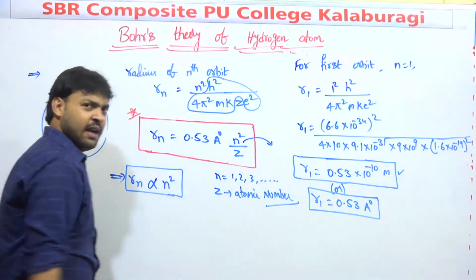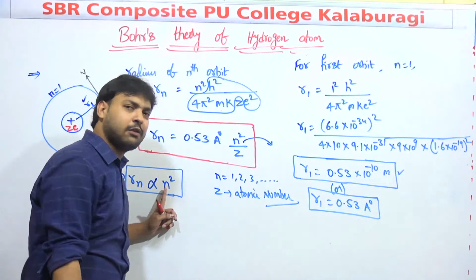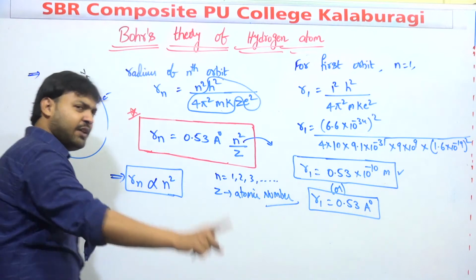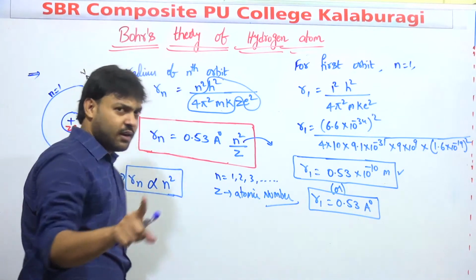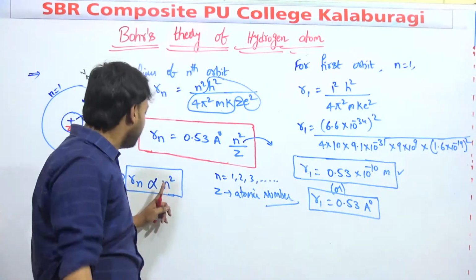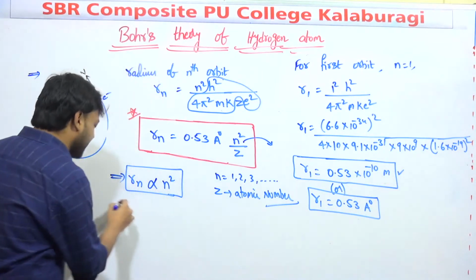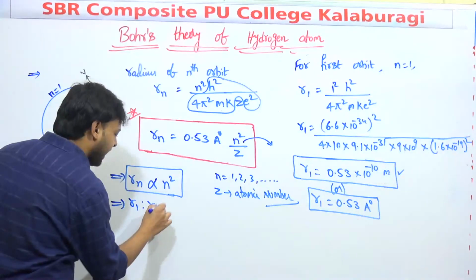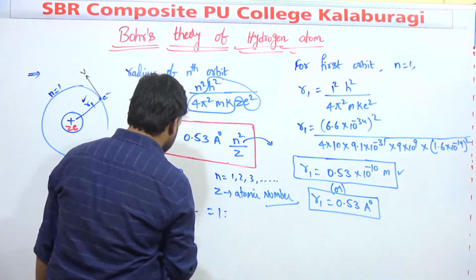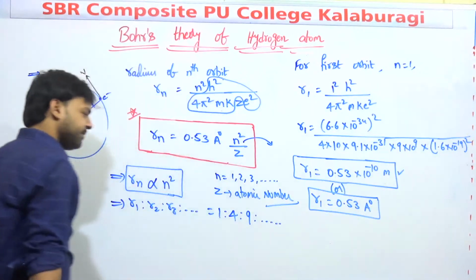Try to understand this point. The radius of all the orbits is directly proportional to the square of the principal quantum number or the orbit number. Right? So for example, if n value is 1, Rn value is 1. If n value is 2, Rn value will be 4. If n value is 3, third orbit, Rn value is 9. So the ratio I can write as R1, R2, R3 and so on, like 1, 4 and 9. So by seeing this, what can we conclude?